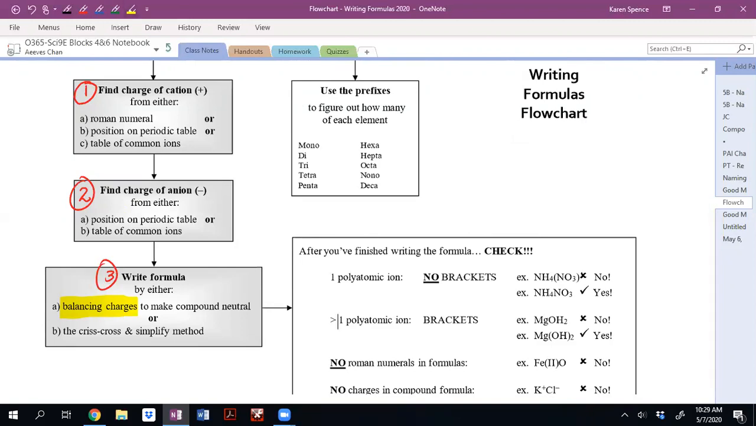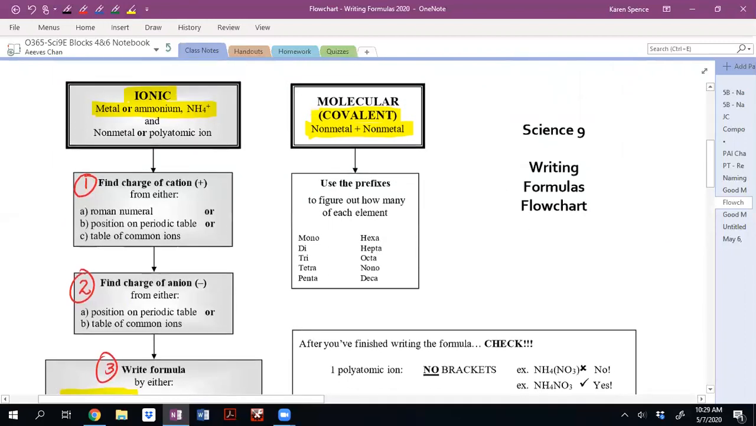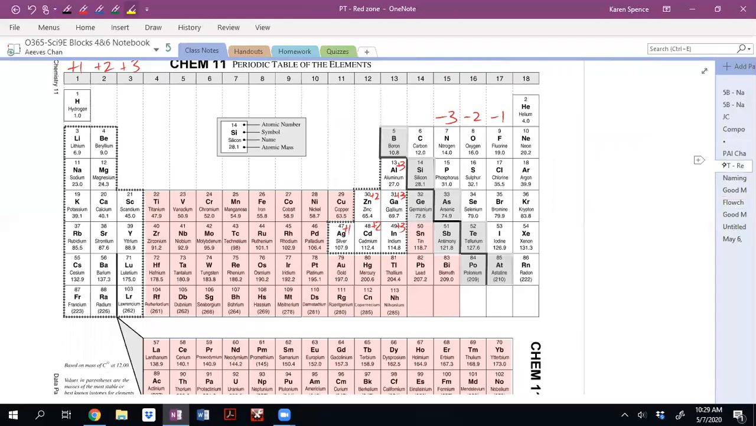Okay, so how do you find the charge of your ions? Well, for the cation, you're either going to see a Roman numeral, that's your charge, or you're going to see the position on the periodic table, which we'll go and do again in a second, or you'll look on your table of common ions. Okay, now on our periodic table, here we go.